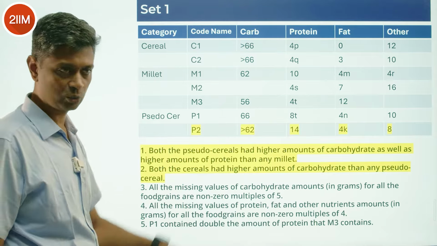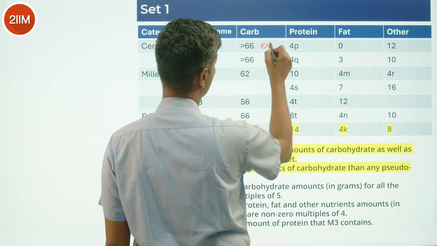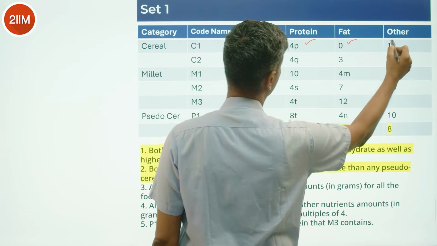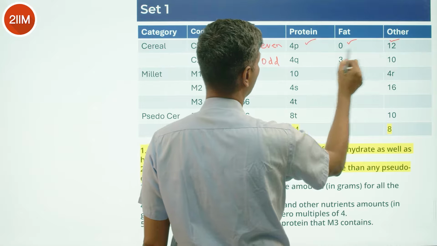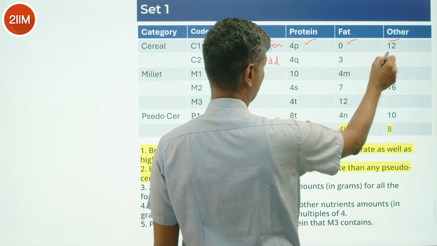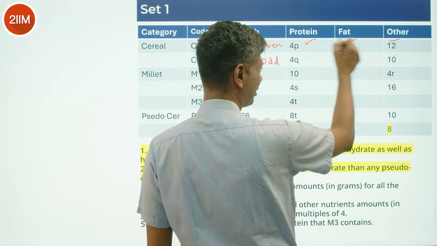This is more than 62. This has to be even. Why should this be even? Even, adding up to 100. This should be even. This has got to be odd. Why odd? Odd, odd, even. Even, odd, even.